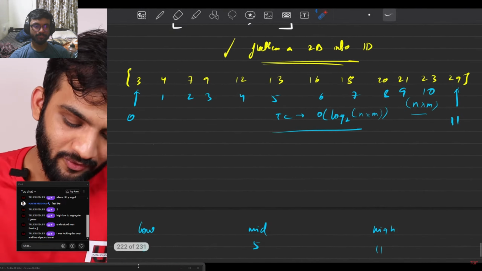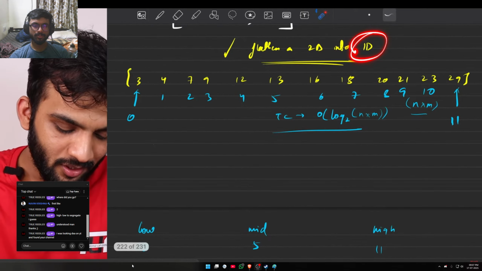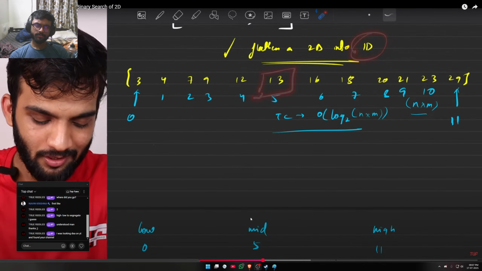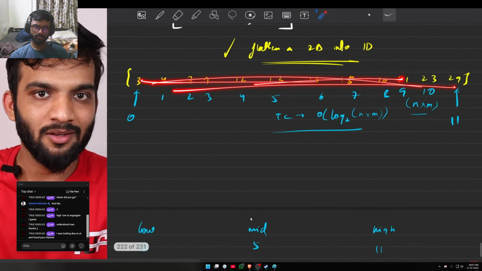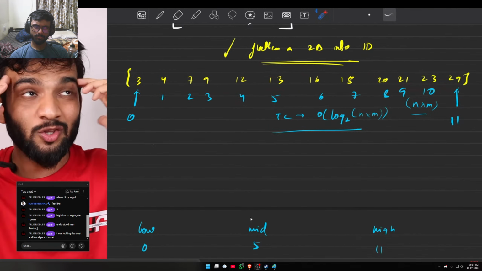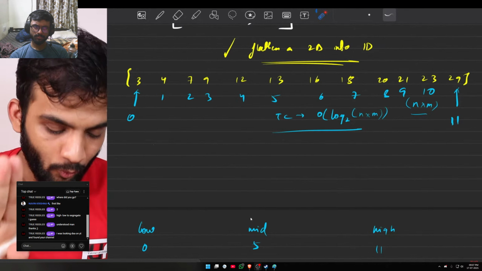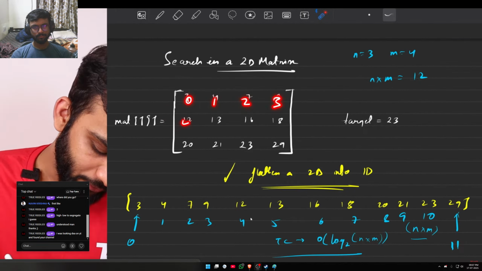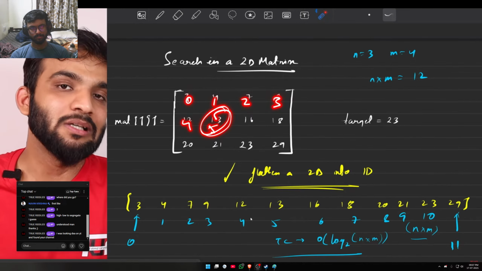If you had converted it into a 1D array, you can easily see that the value at the 5th index is 13. But you actually don't have this 1D array. It's a hypothetical array that you're thinking of in the back of your mind. What you have is a 2D matrix. And 0, 1, 2, 3, 4, 5. At the 5th index, you have 13.